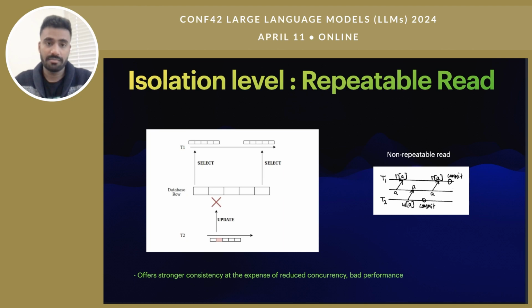T1 is like trying to do two selects, and no other transaction can do any operation while you are reading. While one transaction is reading, two reads are happening and it's locked completely. All the locks, all rows it references are being locked completely. So that way, non-repeatable read can be avoided. And now let's talk about the consistency, concurrency, and performance.